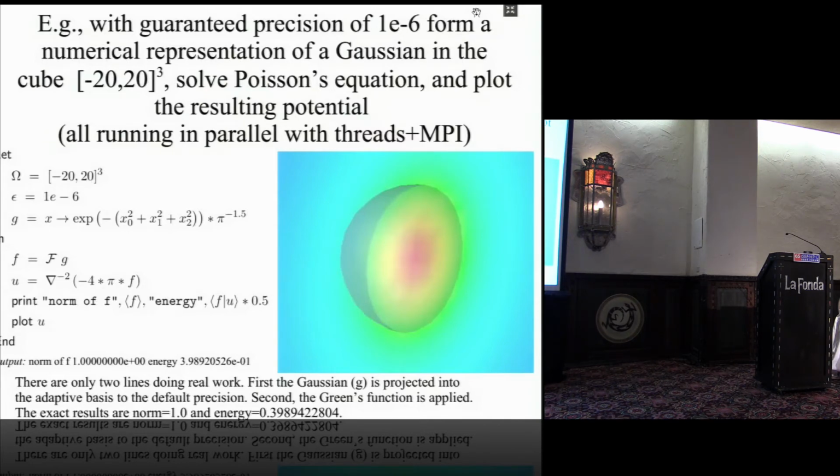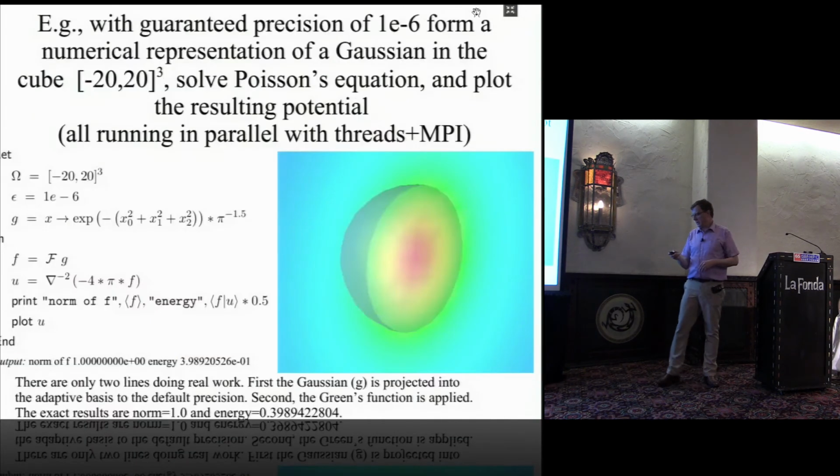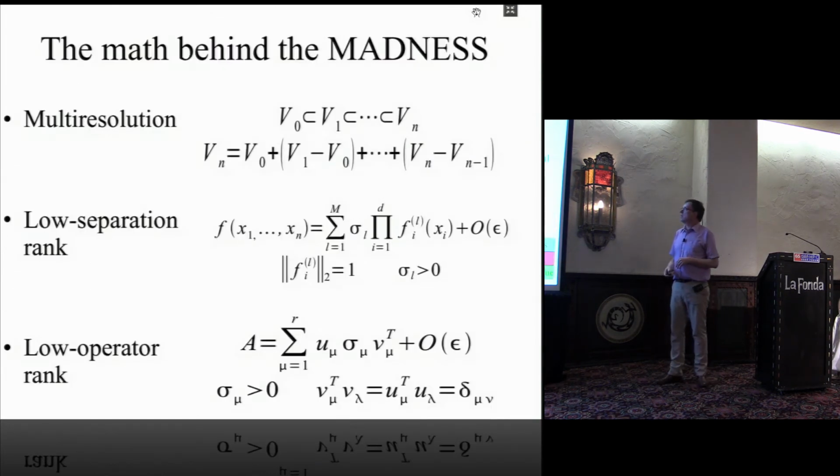This projects into the numerical representation. And this line here solves Poisson's equation, but not by iterative solution of Poisson's equation, the differential equation. It actually directly applies the Green's function. And so we're using techniques for multi-resolution analysis to do that.